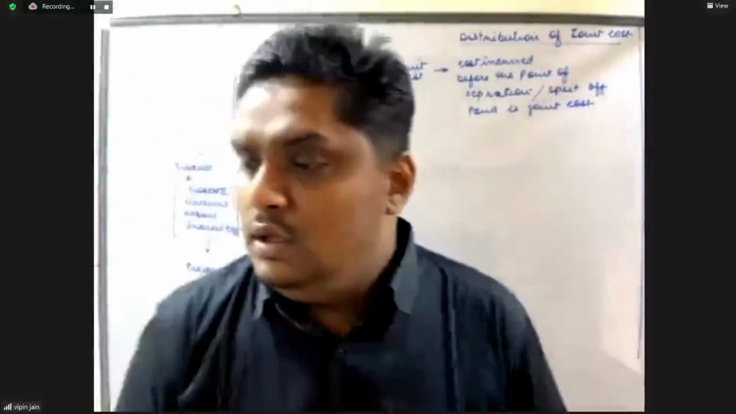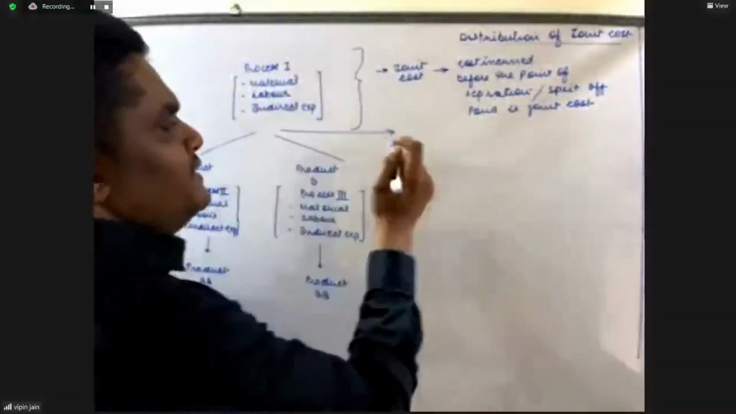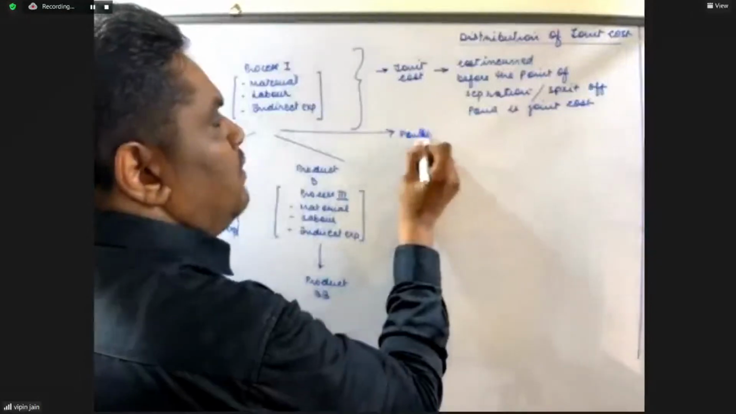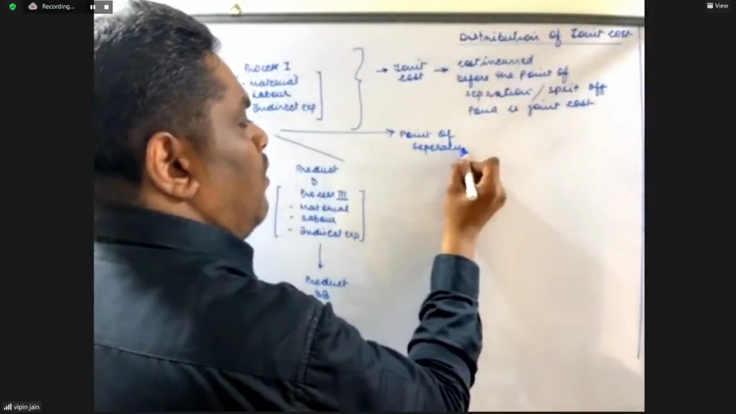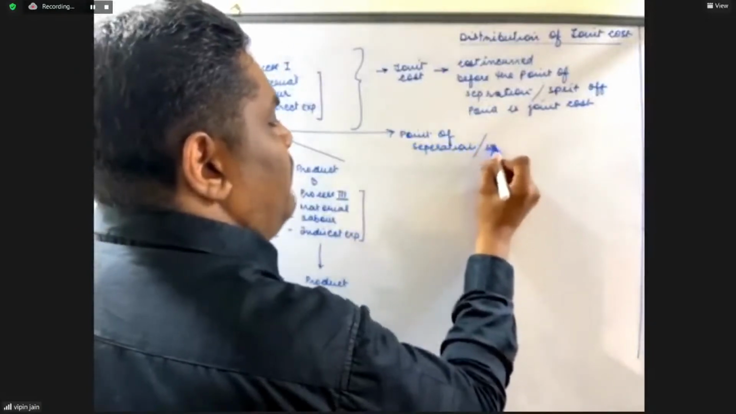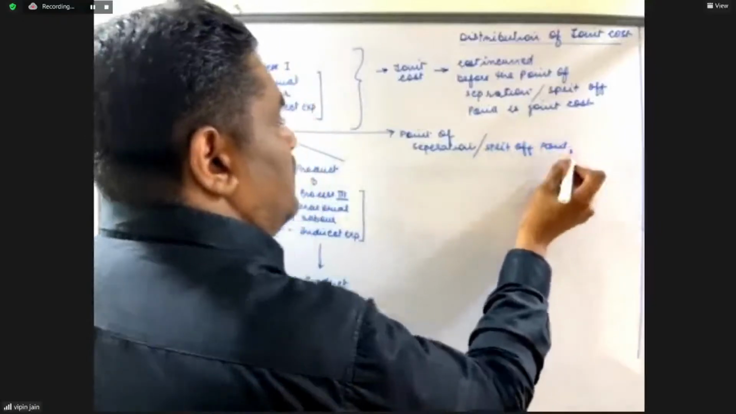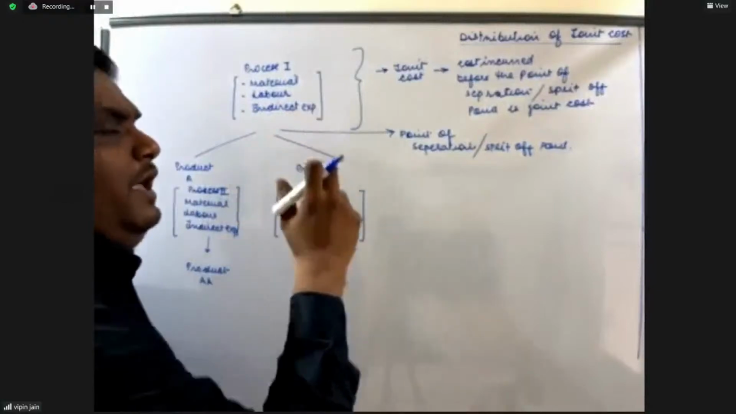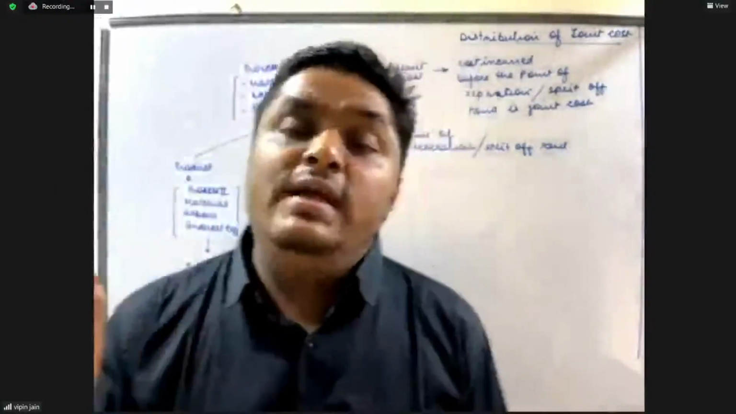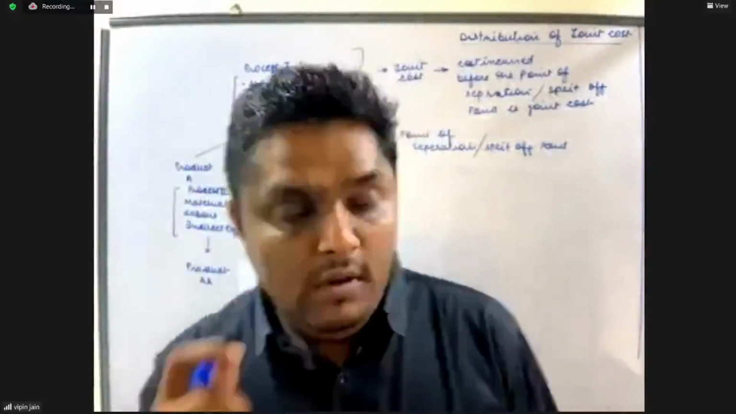What is joint cost? The cost incurred before the point of separation. So this is the point of separation, or we can say the split off point. So this point is known as the split off point, and whatever cost is incurred before the split off point is what we call the joint cost.